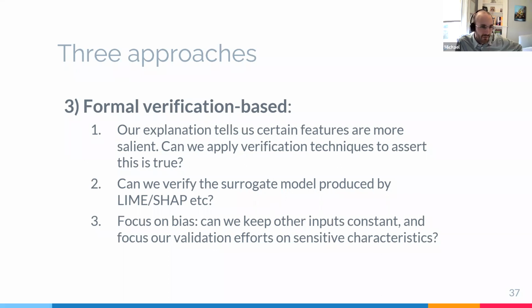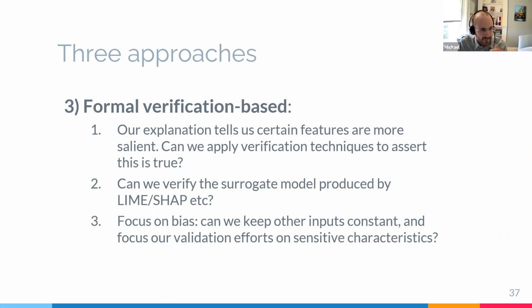But there's a few ideas here. One is to look at whether, so we've got an explanation and it tells us certain features are more salient, can we apply verification techniques to assert that that's actually true? My mental model for that is this epsilon ball idea, where we look at an input space and evaluate, is the output in that input space in the area we'd expect? But can we stretch and manipulate that input space if we know that certain features are supposedly less or more important?